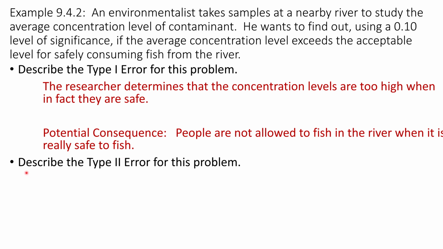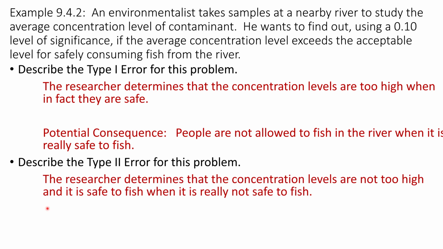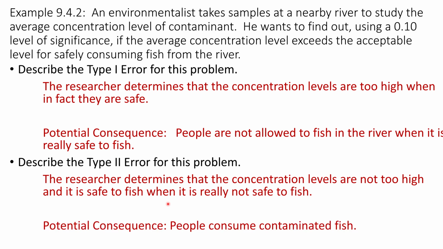You can pause this video and try to describe the type 2 error for this problem. Type 2 error for this problem is that the researcher determines that the concentration levels are not too high and it is safe to fish when it is really not safe to fish. The potential consequence of this decision is people consume contaminated fish.